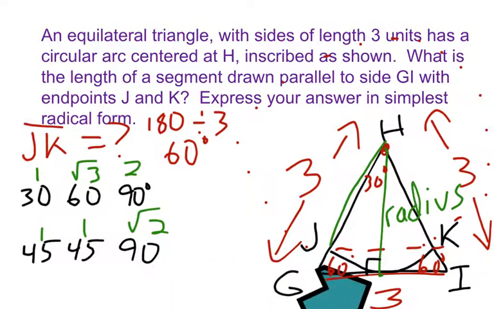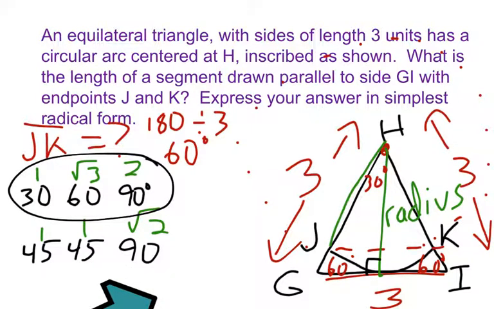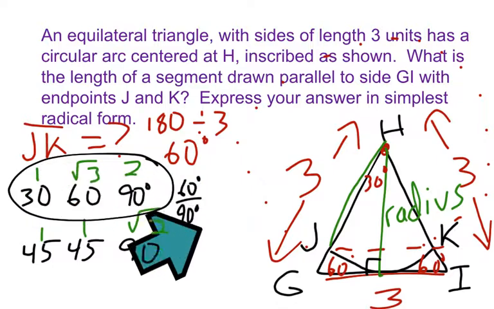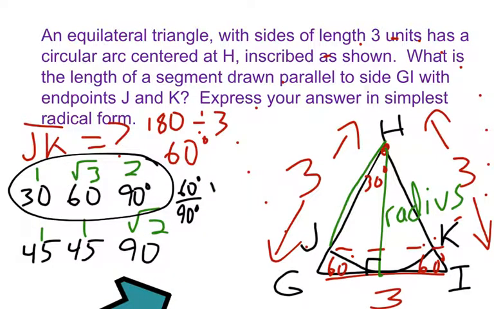So what I'm going to do is use my ratios here to make a proportion. So I'm going to choose this one because I have a 30, 60, 90, and it would be 60 over 90. I like to write the angles first, so 60 degrees over 90 degrees. And what goes with 60 on my chart over here? 60 goes with square root of 3. So I'm going to write square root of 3 on top. What goes with 90? 90 gets a 2.